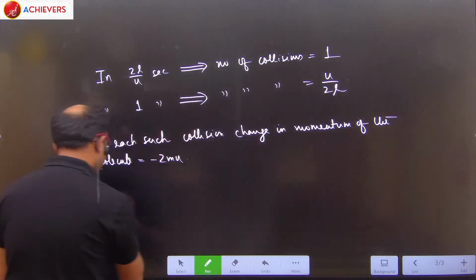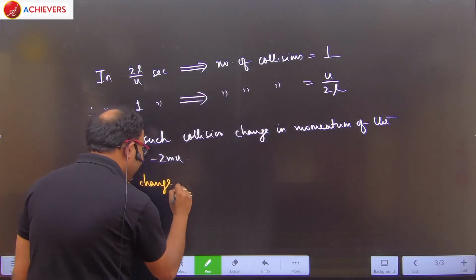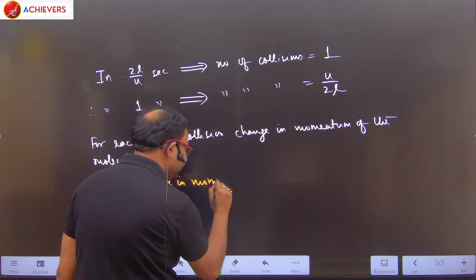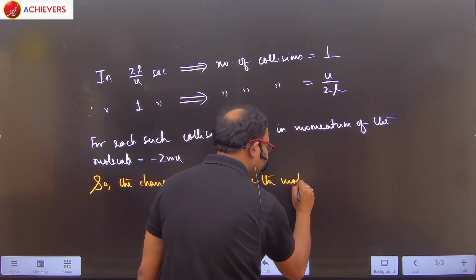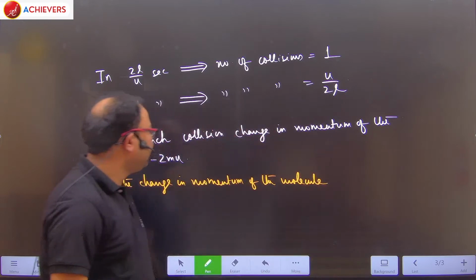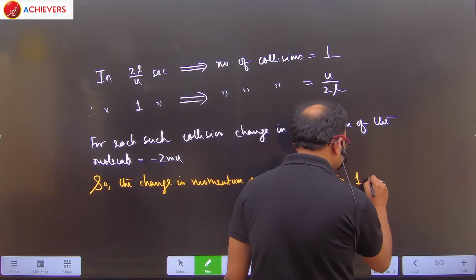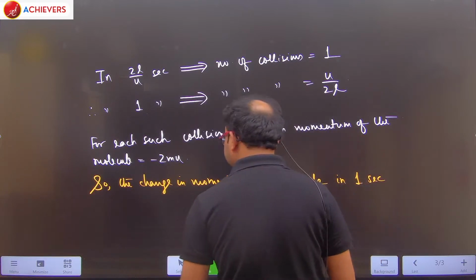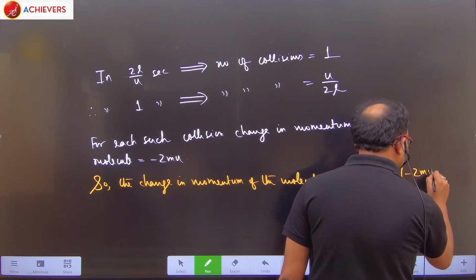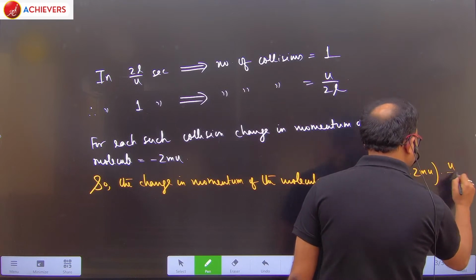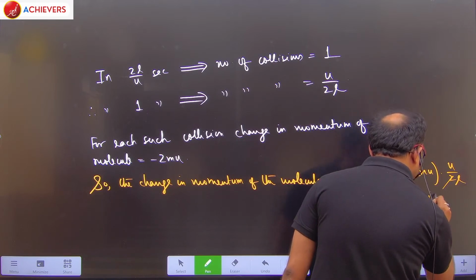So the change in momentum of the molecule in 1 second is equal to minus 2 mu multiplied by u by 12. This 2 is going to get cancelled out, and it becomes minus mu square by L.